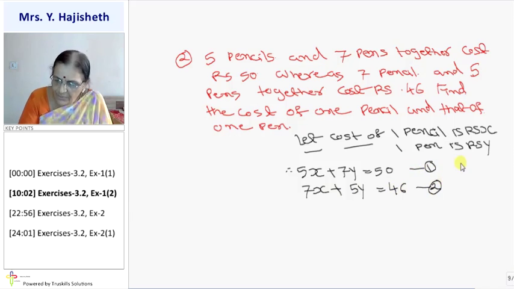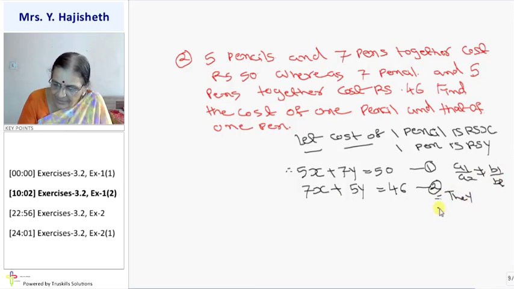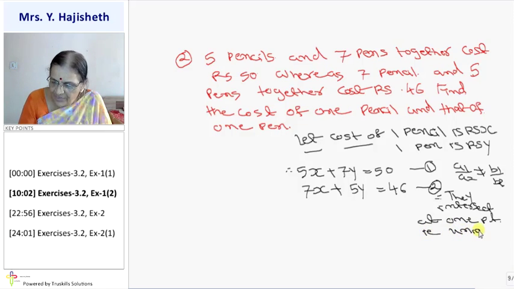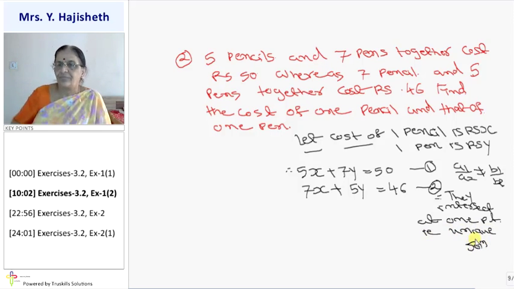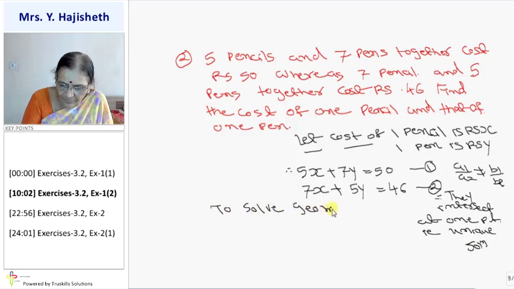Now here you observe that A1 by A2 is not equal to B1 by B2. You see, A1 by A2 is 5 by 7 and B1 by B2 is 7 by 5, not equal. Therefore, they intersect at one point. Their graphs intersect at one point. That is a unique solution. We have a unique solution. Clear? Now, to solve geometrically, if you want to solve this system of linear equations geometrically, draw the graph of both.